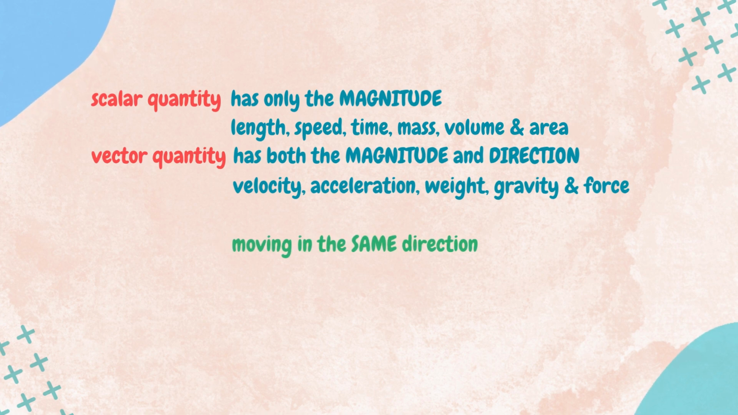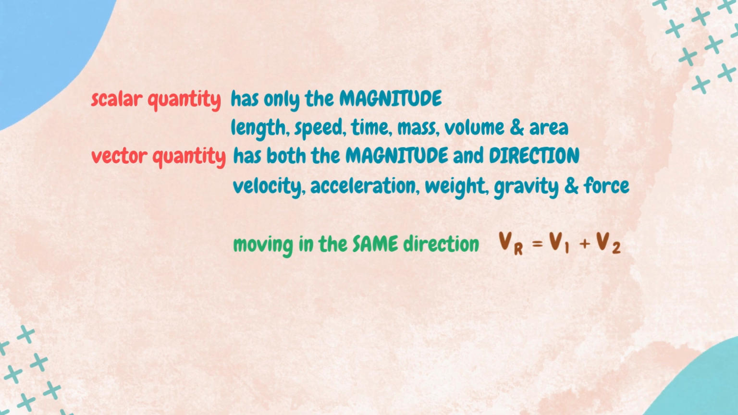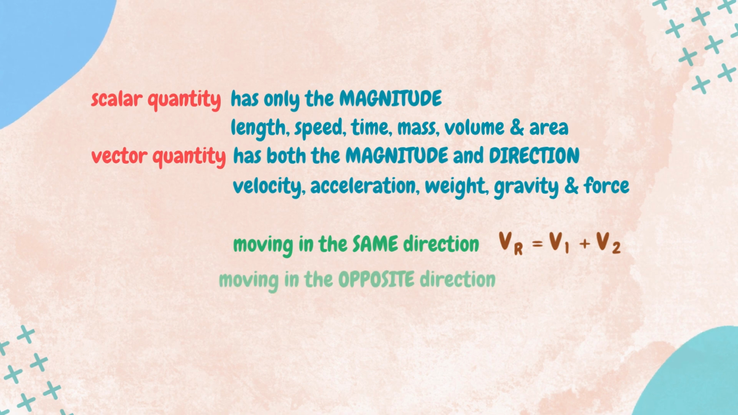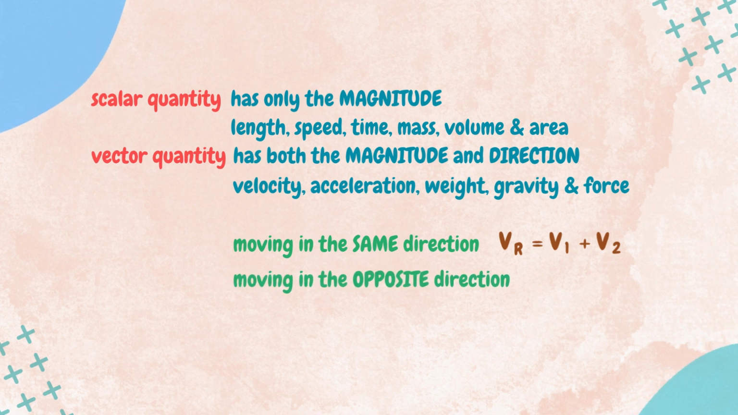When the vectors are moving in the same direction, the resultant vector, Vr, is equal to v1 plus v2, where v1 and v2 are individual vectors moving in the same direction. When the vectors are moving in the opposite direction, the resultant vector, Vr, is equal to v1 minus v2, where v1 and v2 are individual vectors moving in the opposite direction.